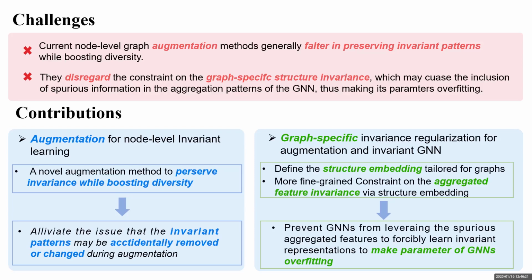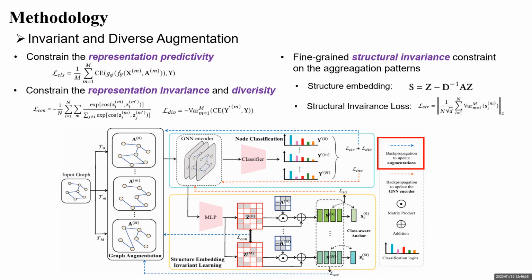To address the above issues, we first preserve the invariant patterns while boosting the diversity of the augmented environments. Additionally, we define the structure embedding and provide more fine-grained constraints on the invariance of aggregated features to prevent the GNN's parameter overfitting. More specifically, first, besides promoting the diversity to preserve invariant patterns in augmentations, we enable representations from each augmentation to be predictive and invariant.